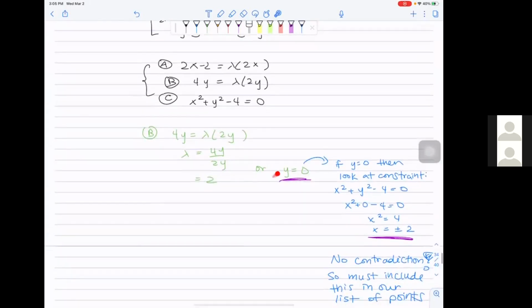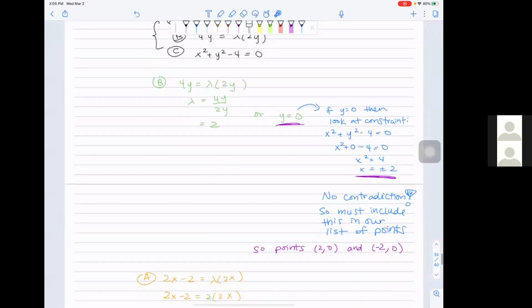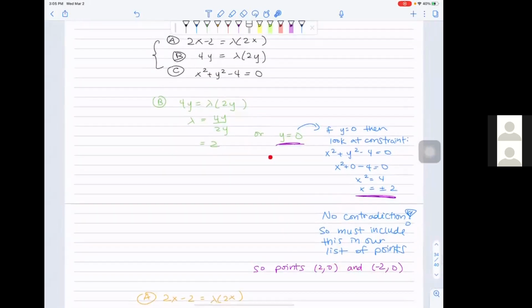Well, if y equals 0, what happens to our constraint? If y equals 0, we plug it into our constraint, we get that x squared equals 4, so x equals plus or minus 2. There's no contradiction there. So it turns out that we have 2 extra points coming out of this that we need to check for, which are 2, 0 and negative 2, 0.